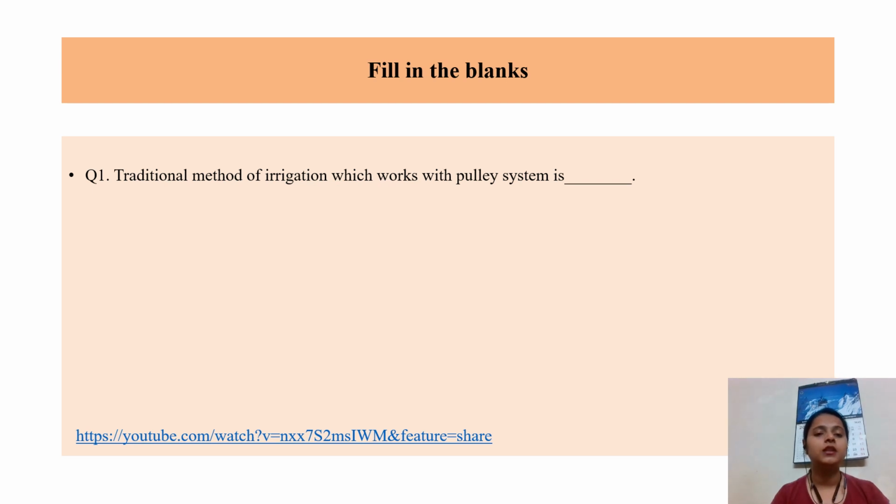Okay, here comes another question for you. The question is: the traditional method of irrigation which works with a pulley system is what? Fill in the blanks and write the answer. So the answer is, it is called moat, M O A T.